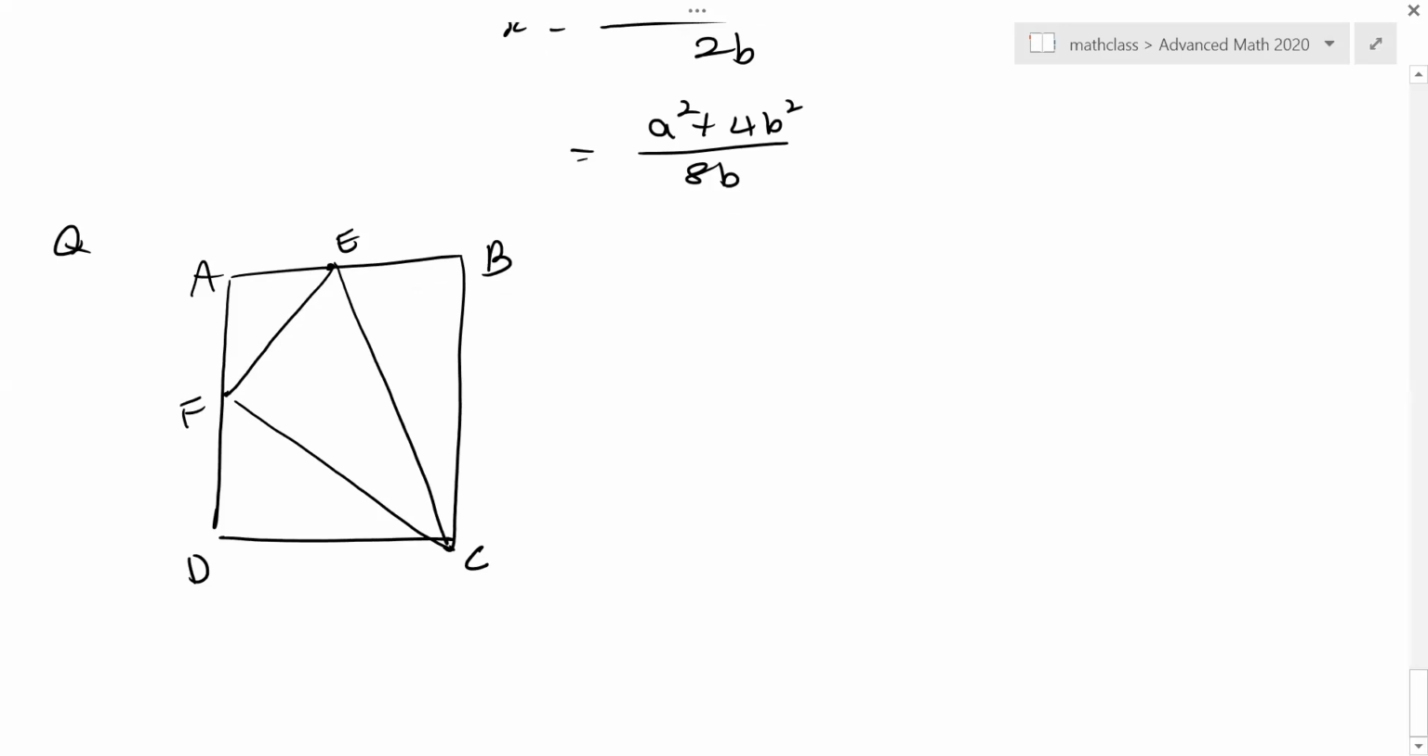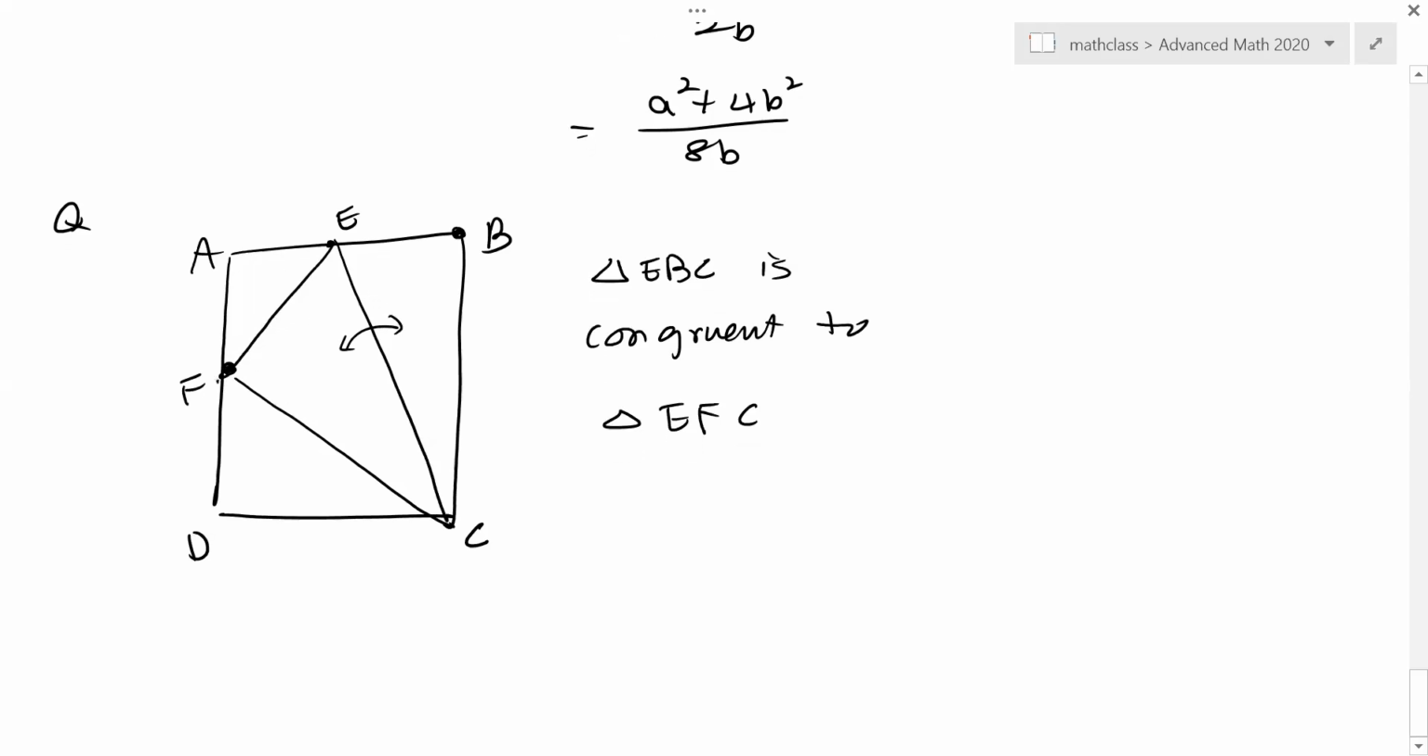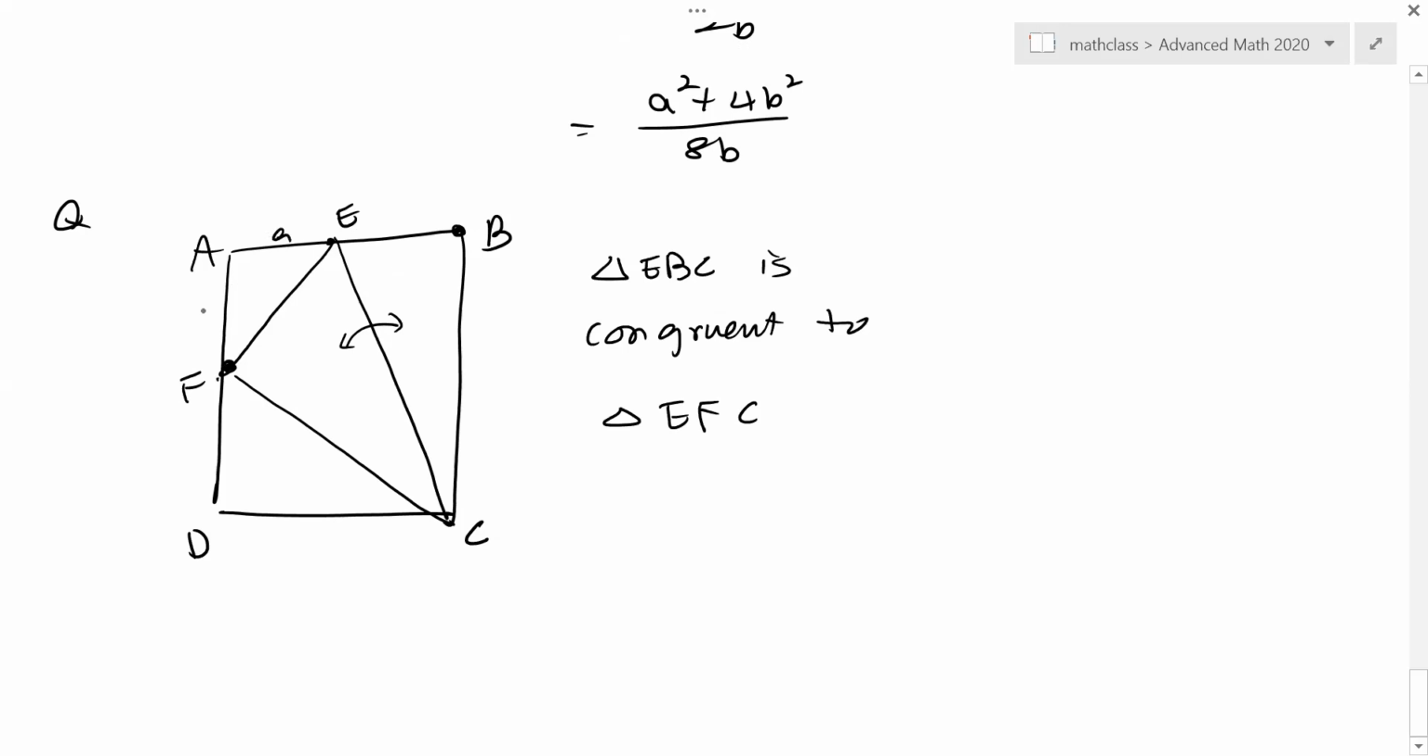So we are given the following information. These two triangles are congruent. The triangle EBC is congruent to the triangle EFC. Those are two triangles. How do you do that? You fold this paper so that the point B touches point F. I also know that this is A, that's B. So AE, I measure that, and AF equals B.